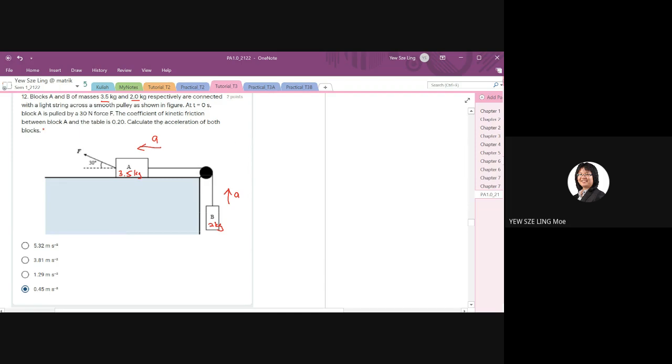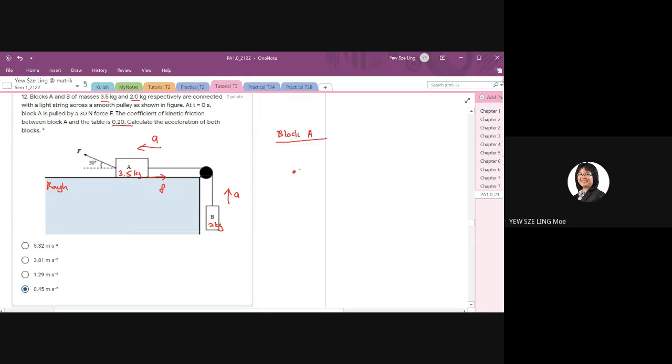The coefficient of kinetic friction between block A and the table is given. So based on this statement, it tells you this is actually a rough surface, so there's a frictional force going in the opposite direction. Calculate the accelerations of both blocks. When it comes to this type of question, always sketch a free body diagram first. So I'm going to sketch a free body diagram for block A.